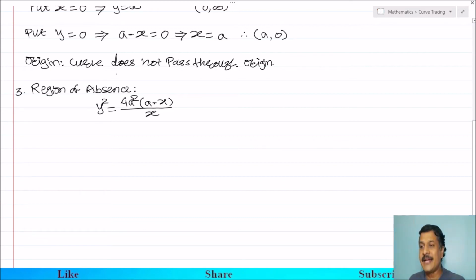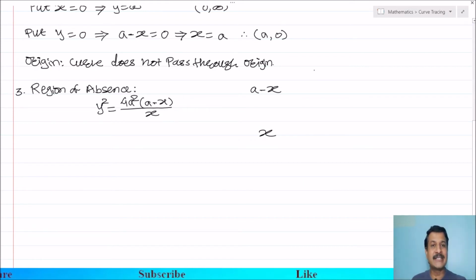And in the right hand side, how many terms decide the sign? Here 4a square is a constant. So there are two terms, a minus x and x. By these two terms we have to decide whether the right hand side is negative or not. And if the right hand side is negative, then definitely the left hand side, y square, becomes negative. So a minus x less than 0 means it is negative.